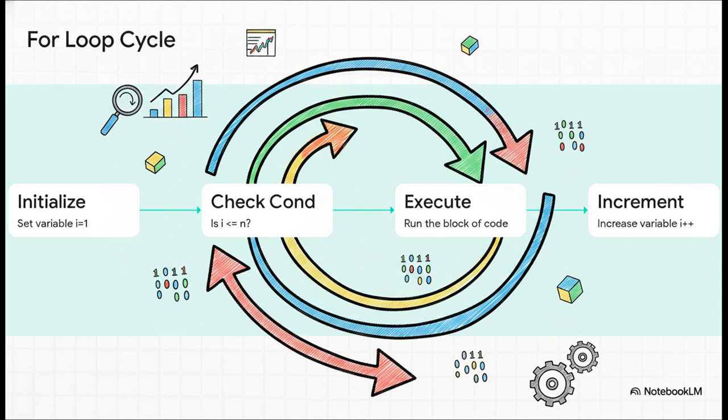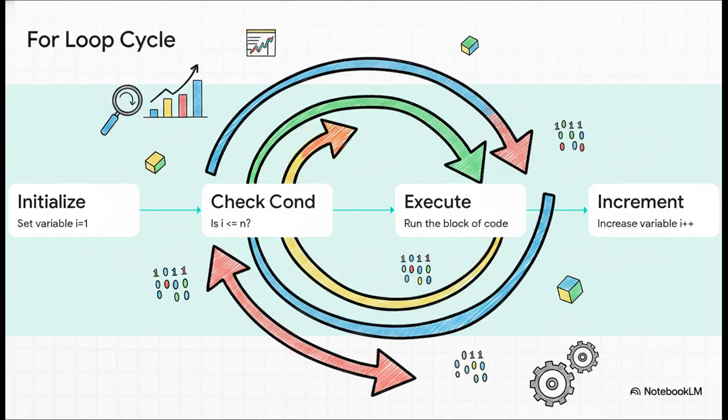First, we initialize a variable, setting i equal to 1. Second, we check the condition. Is i less than or equal to n? Third, if that condition is true, we execute the block of code inside the loop, like printing the value of i. And fourth, we increment the variable, bumping i up by 1. It's basically a continuous 4-step engine. By anchoring your understanding to this exact cycle, you see what the computer is actually executing behind the scenes.